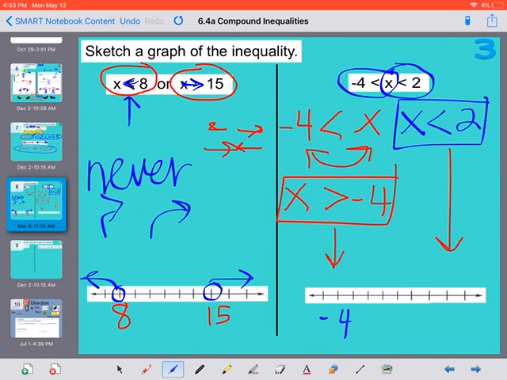So -4 is smaller, 2 is greater. At -4, open circle pointing to the right. And at 2, also an open circle, but pointing to the left. So our answers are between -4 and 2. Notice the word and is there. Between here and here.